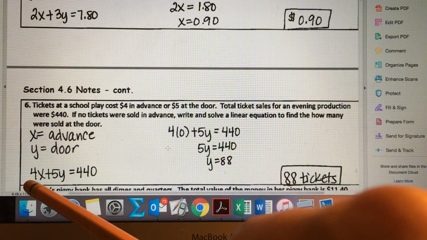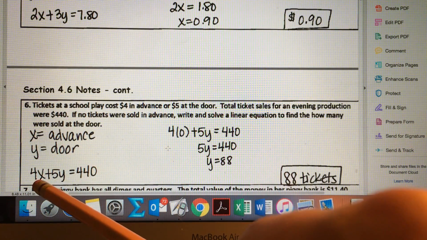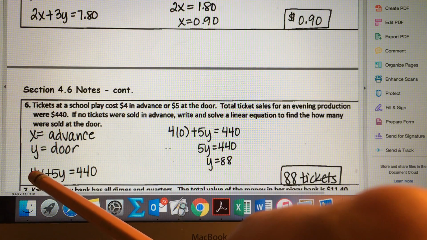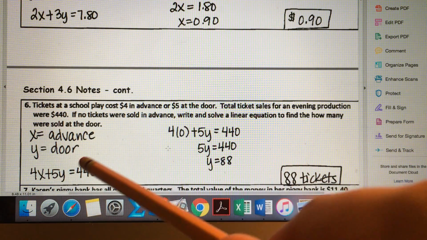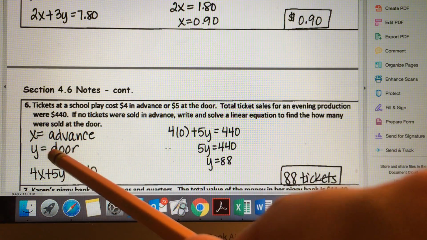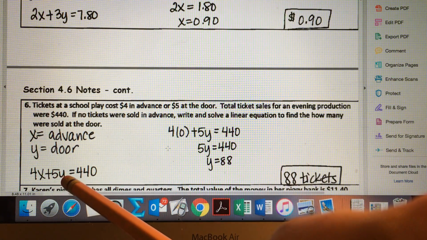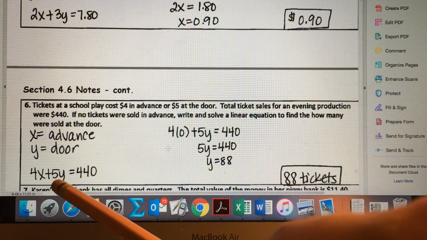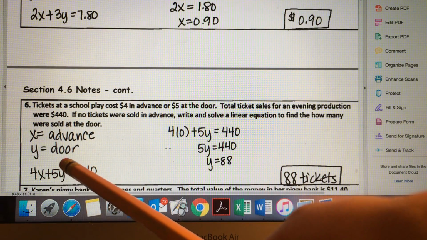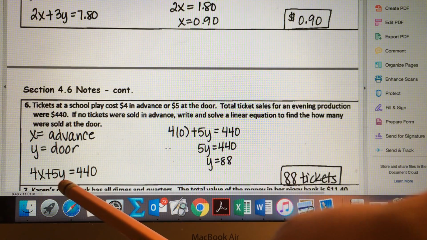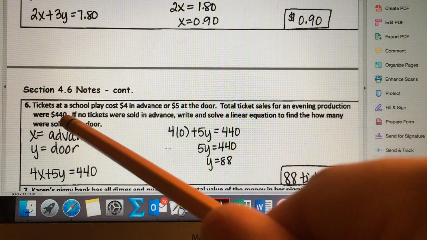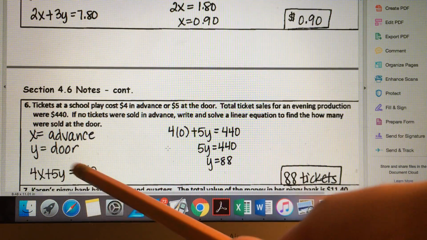So remember, the 4 represents the price of the advance tickets. X represents the number of advance tickets. So if you take the price and multiply by how many there were, that would give you the total dollars of advance tickets. The 5y, the 5 is the price of the tickets at the door, and the y is the number of tickets sold at the door. So if you multiply the price by how many there were, that gives you the total money generated from the door tickets. And if you add those two together, the total advance plus total money from the door, you get the total from the tickets in general, which was 440. So that's where that model came from.